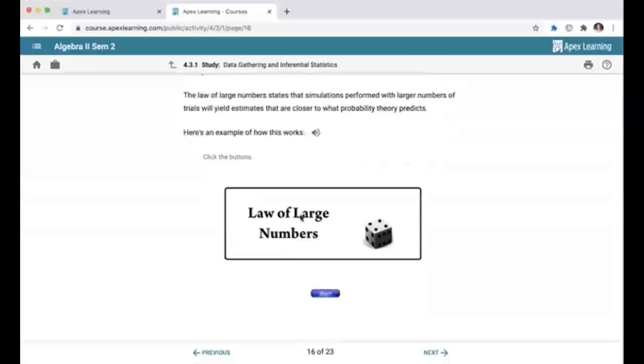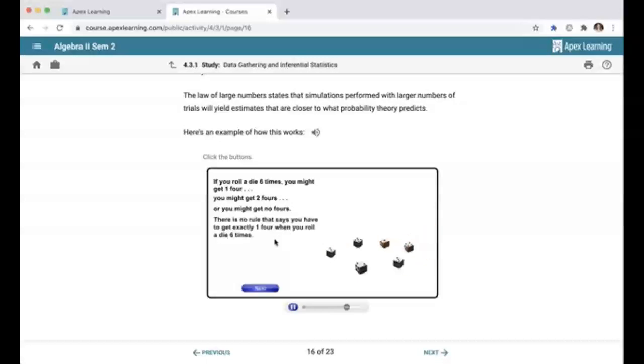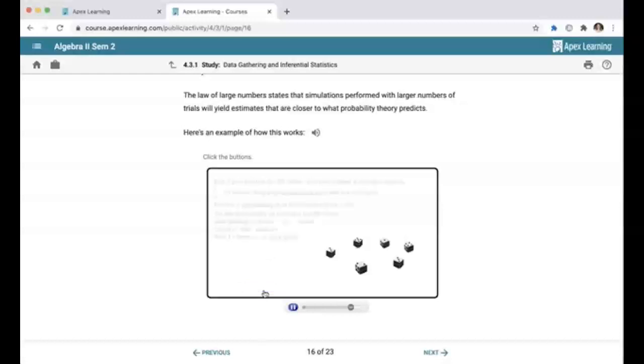So, law of large numbers. If we roll a dice 6 times, you might get one 4, two 4s, or no 4s. There's no rule that says you have to get exactly one 4 when you roll the dice 6 times. It's not like you get all of them, so you can get a different combination of 4s there.